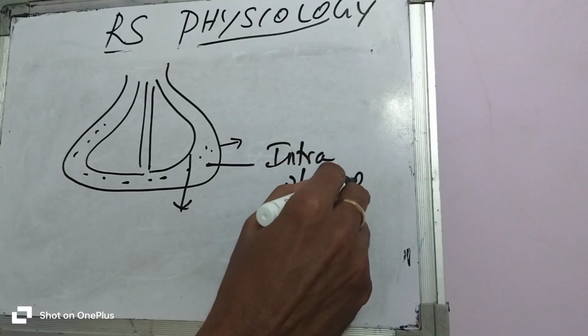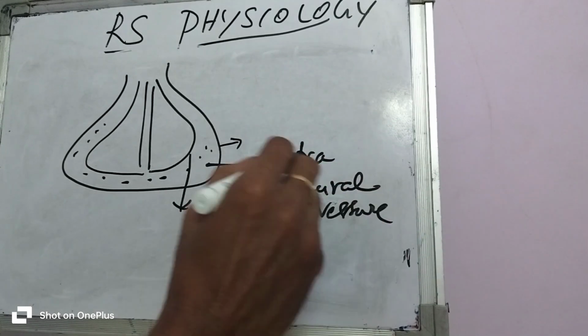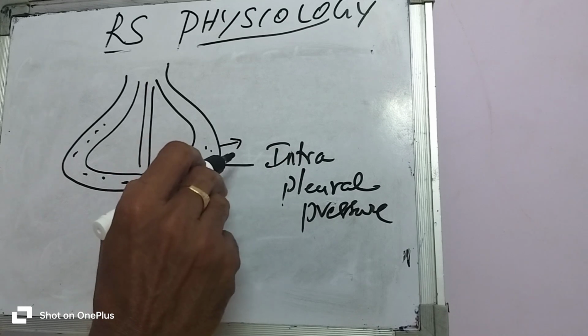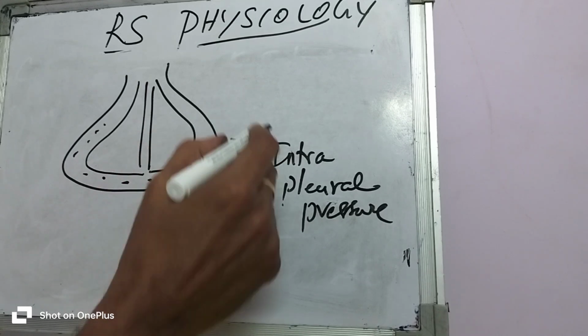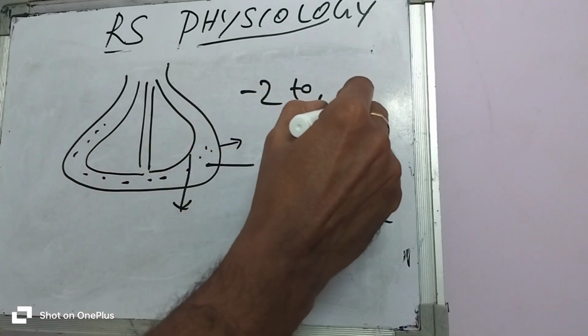This negative pressure is because of the vacuum space between the two pleura, and also because of the lymphatic pump. For these two reasons, it is negative. So the normal value is -2 to -6 mm of mercury.